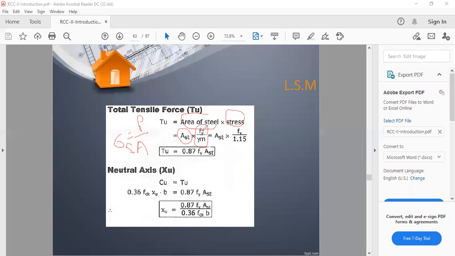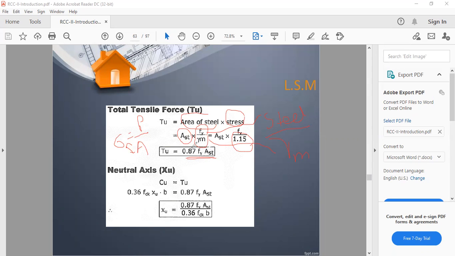For the tension part, Fy, what is Fy? Fy is the characteristic strength of the steel, and you have to divide it by the partial safety factor, gamma m. Gamma m is the partial safety factor, and for steel it is 1.15. So if you replace that, you will get Tu, that is the tensile force, in terms of 0.87 Fy into AST.